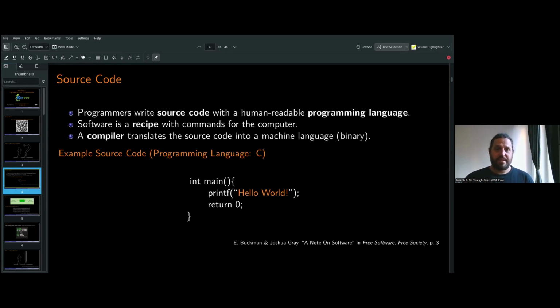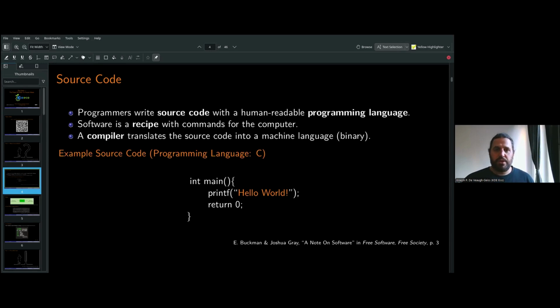This is a command for the computer. So you can think of software as a recipe with commands for the computer. And when the code is human readable, when you have the source code, you can actually see what exactly is happening in a way that is understandable to regular people.